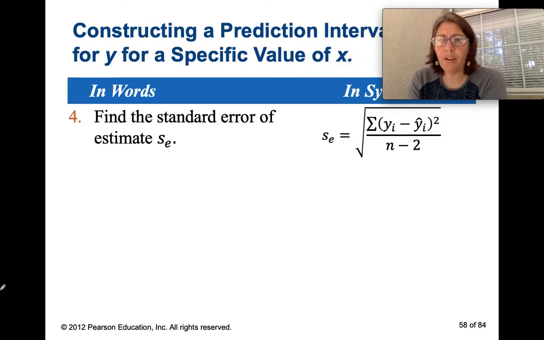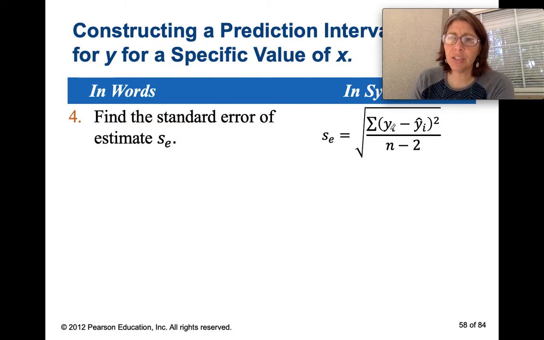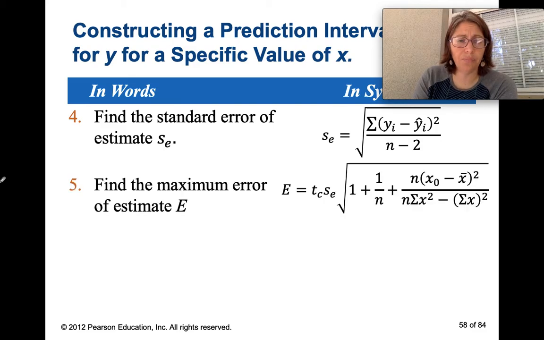Okay, we're going to find our standard error of estimate if we haven't already done so. This one, I have walked through an example with you. We put stuff in list 1 and list 2. We found the differences, we squared, we did a lot of things. So if you don't remember how to do that, go back and watch the video.